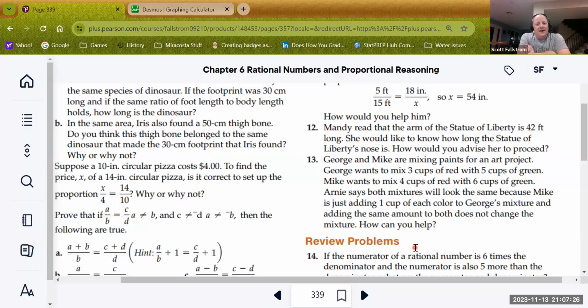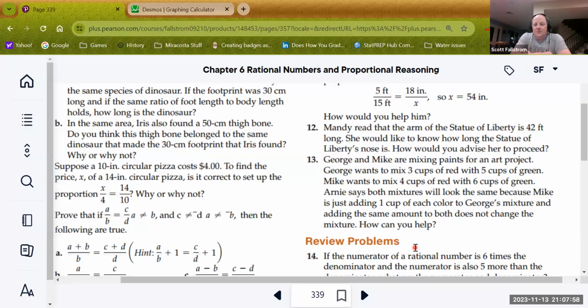And maybe compare Mandy to the Statue of Liberty and say that, hey, Mandy's going to be proportionate to the Statue of Liberty. So Mandy's arm to the Statue of Liberty's arm should be in proportion. And then Mandy's nose to the Statue of Liberty's nose. That would be a reasonable way to do it, where maybe Mandy feels like she's actually part of it then. So you'd measure the length of the nose. You'd have a ruler. How far out does Mandy's nose stick?